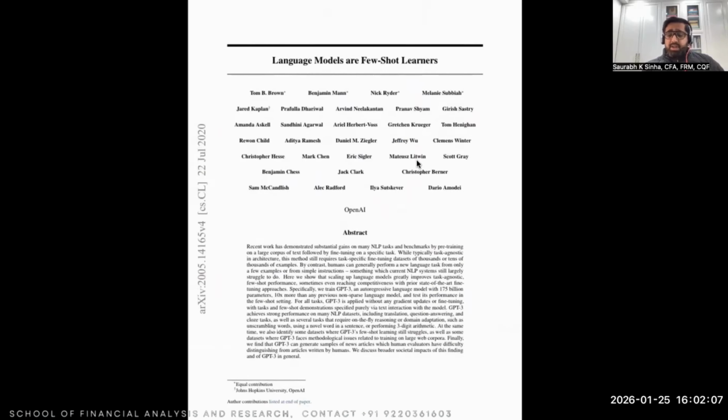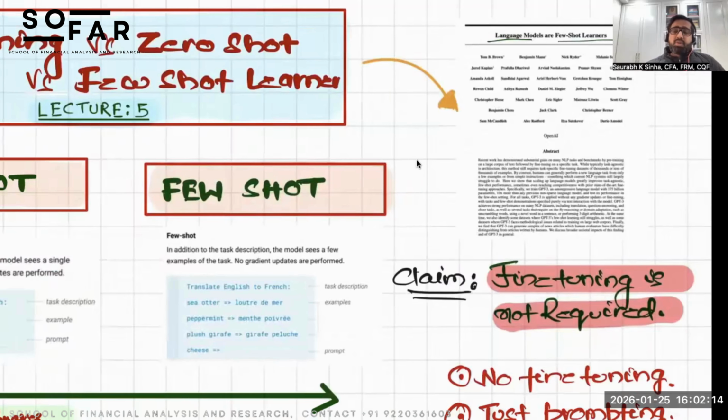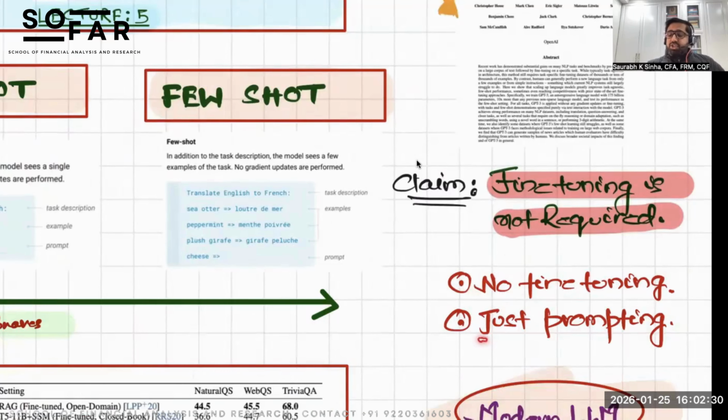We'll read the abstract. But what was the core message of this paper? The core message was that it claims that fine tuning is not required. A very big claim, but they were claiming that we don't need fine tuning. We just need prompting. And this paper was the first paper which gave birth to the modern LLM.